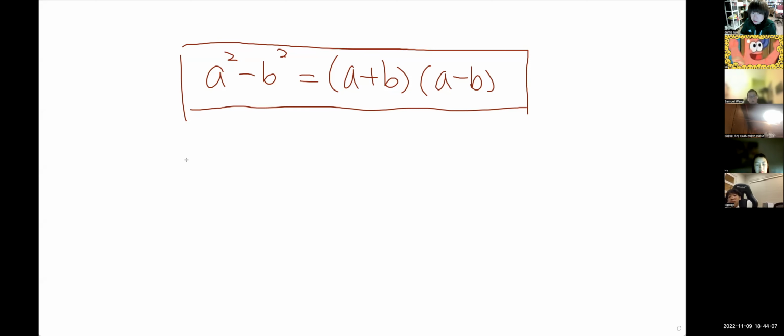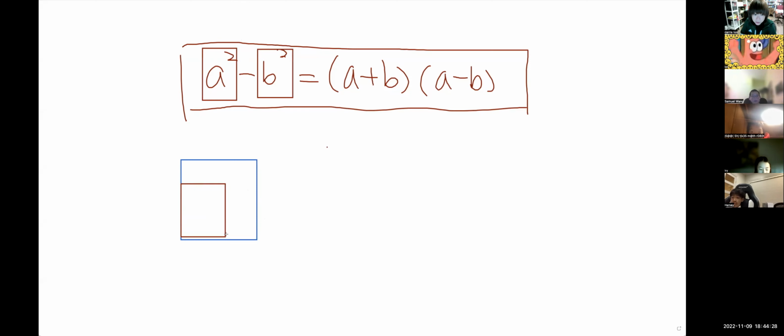When you see a square number, the first thing I think of is what? Ivy? Oh, sorry, I called you so many times. Isaac. A square. Very good. A squared and B squared look like the area of two squares, right? So I can just make it something like that. No, it's not a square. Don't you agree with me, everybody?